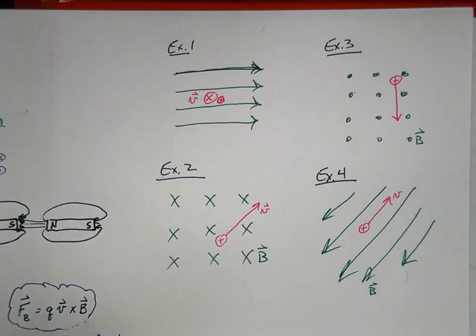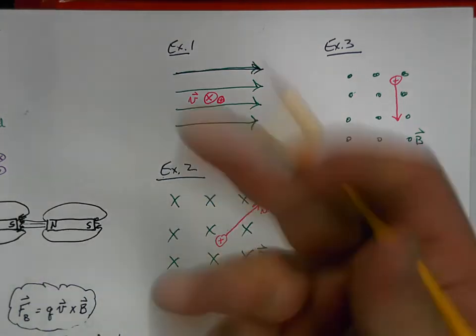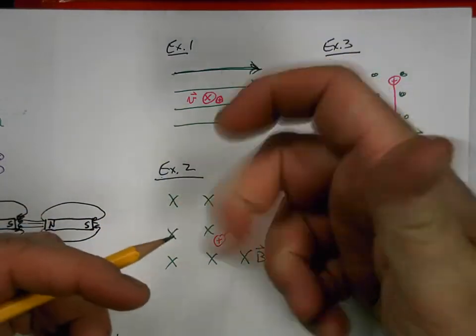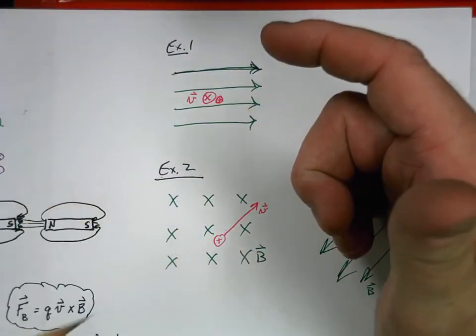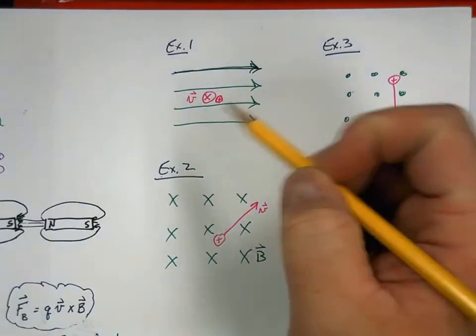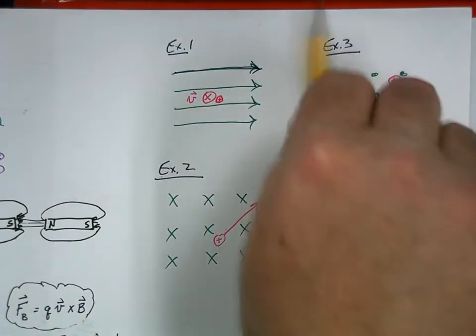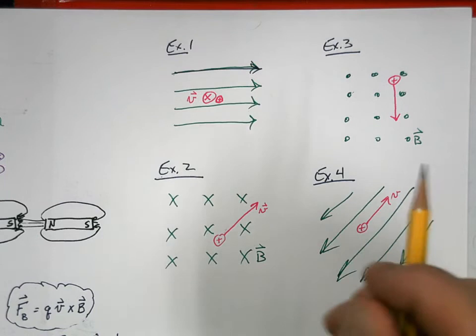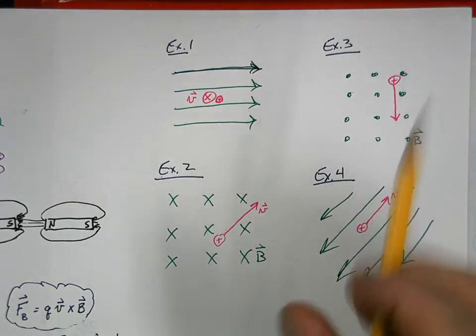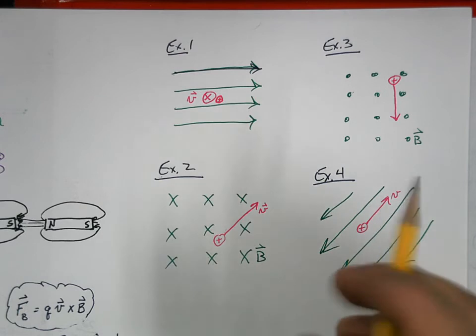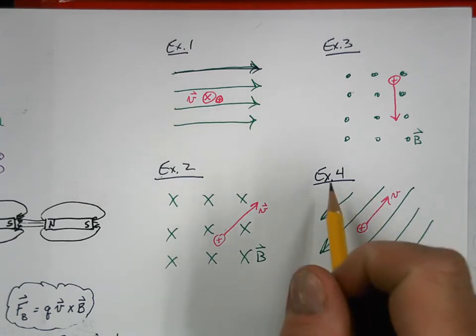You left-handed folks are actually at an advantage because you can do your right hand rule and then write your answer. If you're right-handed, you can learn the left-hand rule. If you do the left-hand rule, you have to go in the opposite direction to the way your thumb points. You can do the left-hand rule, but you just have to remember to go opposite.